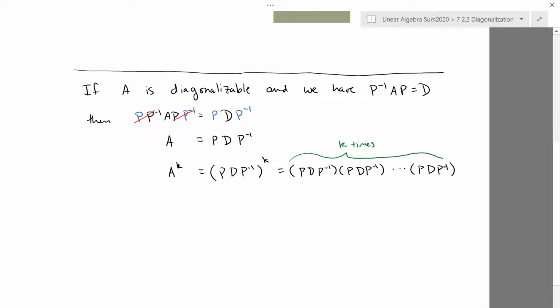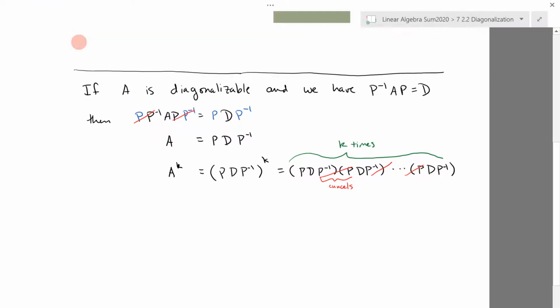Now let's look at this product here. Multiplication is associative, so the parentheses here are not that important. But notice I have P inverse times P here, so this cancels. I didn't write the missing factors here, but there would be another P, D, P inverse here. So this P inverse is also next to a P, so that will also cancel out. And this P has a P inverse coming right before it, so this will also cancel out.